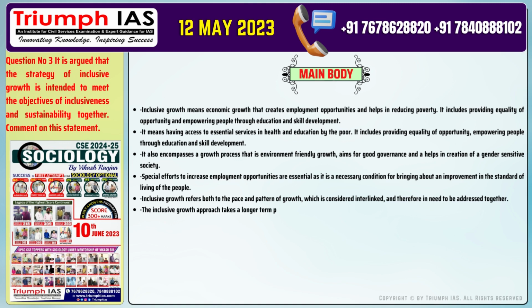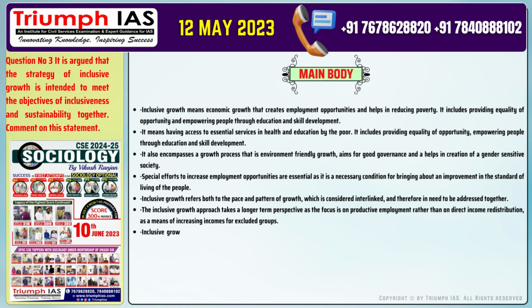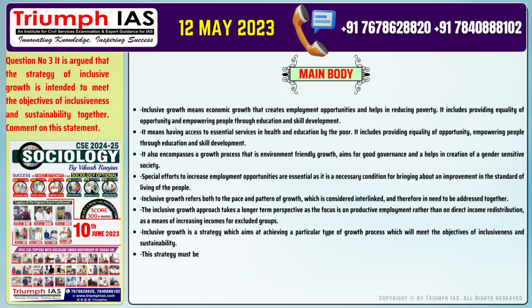Number 6. The inclusive growth approach takes a longer-term perspective as the focus is on productive employment rather than on direct income redistribution as a means of increasing incomes for excluded groups. Number 7. Inclusive growth is a strategy which aims at achieving a particular type of growth process which will meet the objectives of inclusiveness and sustainability.